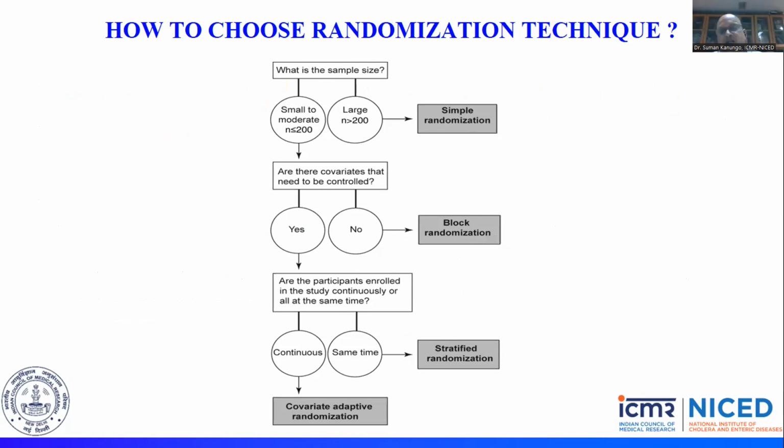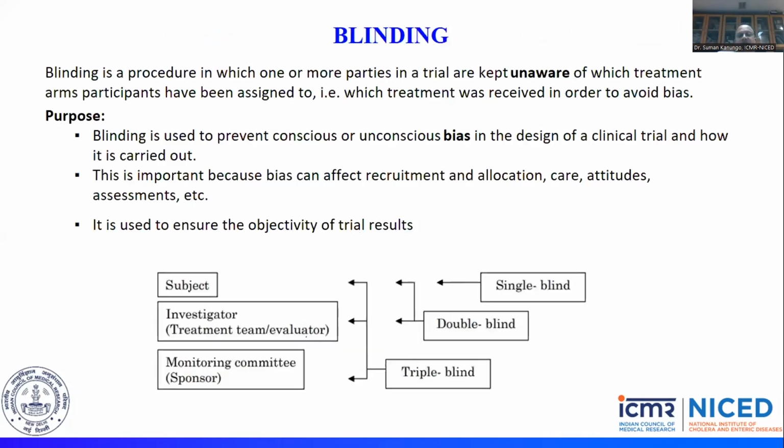If it is large, we can do simple randomization. If it is less than, say, 200, are there covariates that need to be controlled? If no, then we do block randomization. If yes, they need to be controlled so that they do not affect the outcome. In that case, are the participants recruited continuously or all at the same time? If continuously, they keep on getting recruited, and this is an important randomization, covariate adaptive randomization. Or if we recruit the subjects at the same time, we can do stratified randomization.